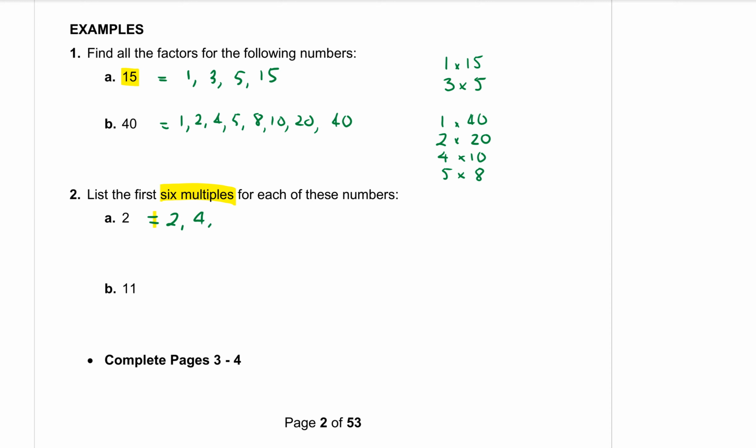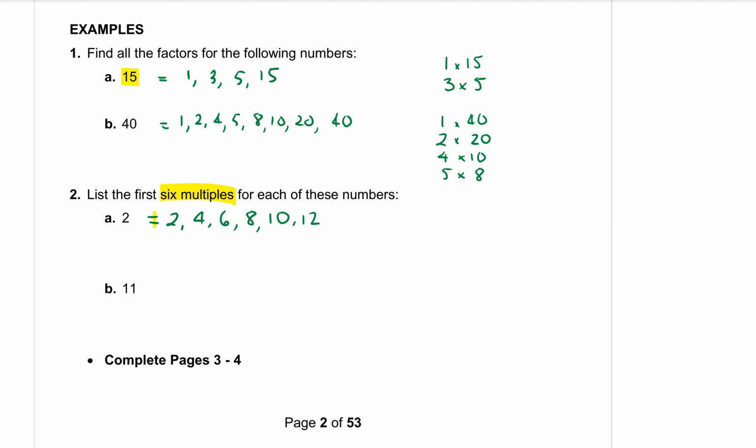2 times 3 is 6. 2 times 4 is 8. 2 times 5 is 10. And 2 times 6 is 12. I have to have 6 numbers because I said I want 6 multiples. Make sure you read the question carefully. It's 6 multiples of 2, not 2 multiples of 6. Sometimes with the wording, you've got to make sure you read them carefully, okay?